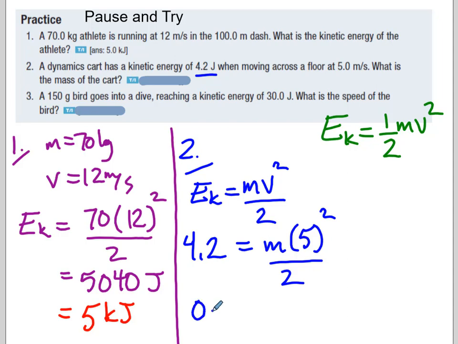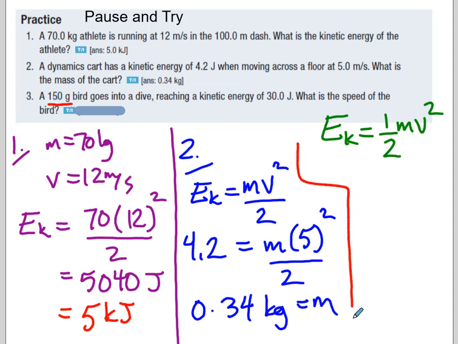We have 0.34 kilograms would be our mass. So let's just see how much they rounded. Oh, spot on. And then lastly, a 150-gram bird. So right away, that's a concern. Let's see if I can fit this in here, if it's got enough room. Goes into a dive, reaching a kinetic energy of 30 joules. What is the speed of the bird?